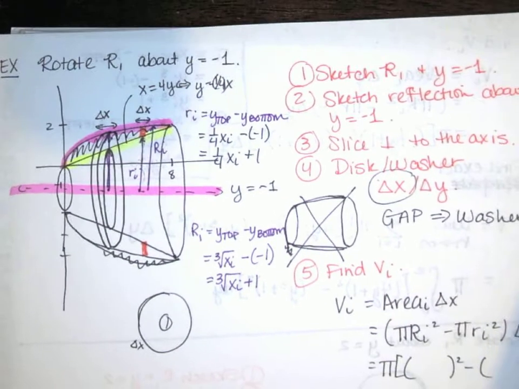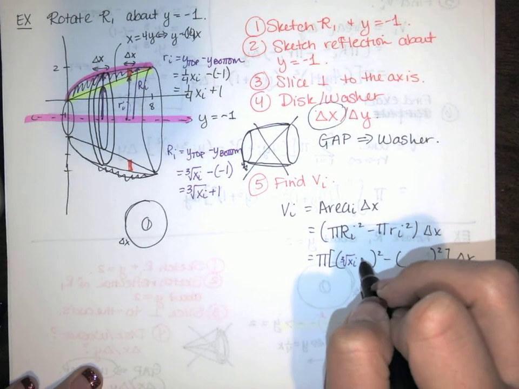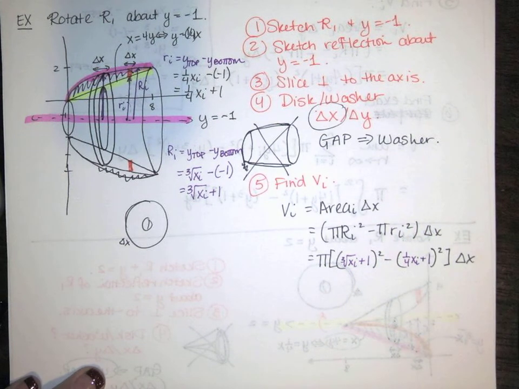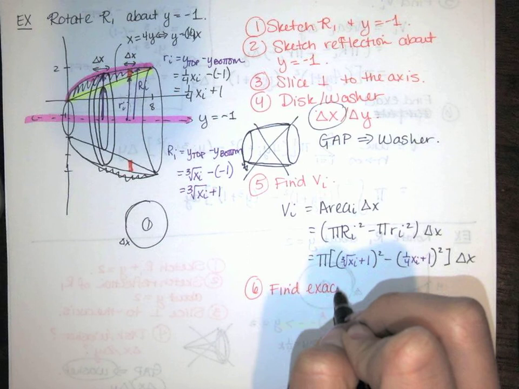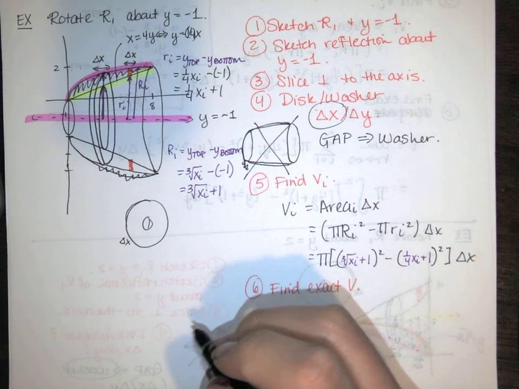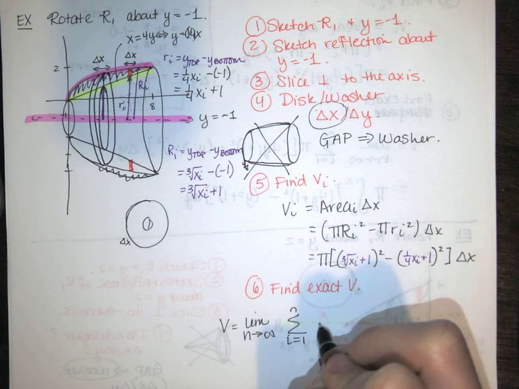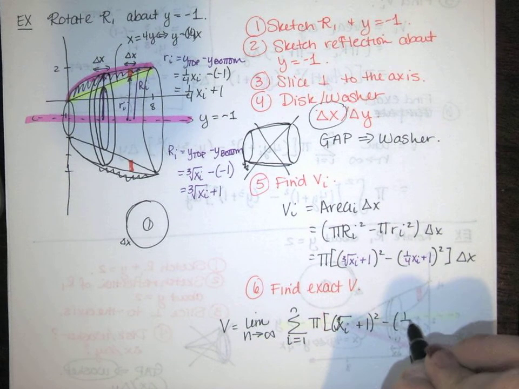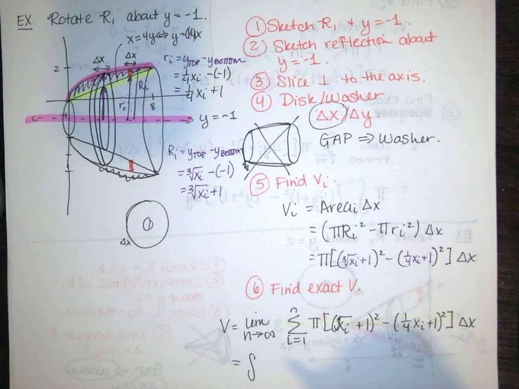Let's zoom out a little bit. Let's put all our pieces together. The outer radius, the large radius, is this. The inner radius is this. And that's the volume of one piece. Then you want to find the volume of the whole thing. So the exact volume is the limit as the number of slices goes to infinity of the sum as i goes from 1 to n of the V sub I, which is all of this, which is defined to be this integral.